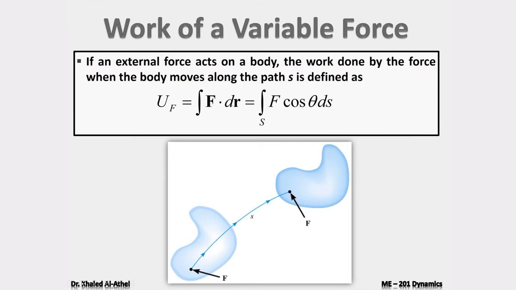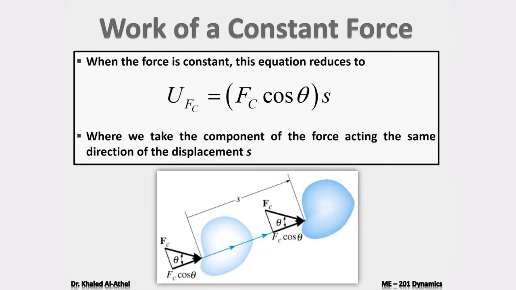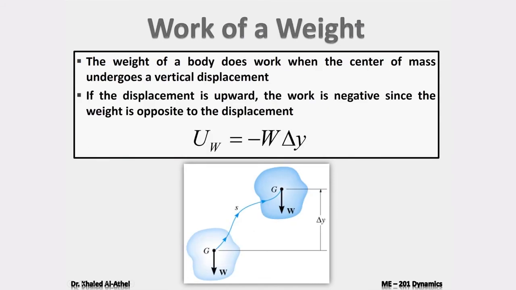Now, regarding the work done by a force, this is exactly similar to particles. The general expression for the work done by a force is the integral of F cosine theta ds. If the force happens to be constant, then this is much simpler and you don't need to carry out the integral. It's basically Fc cosine theta, if there is an angle, times the distance s. For the weight, it is minus W delta y, where delta y is basically y2 minus y1, the final position minus the initial position. And there is a minus W. Don't forget the minus outside of this.